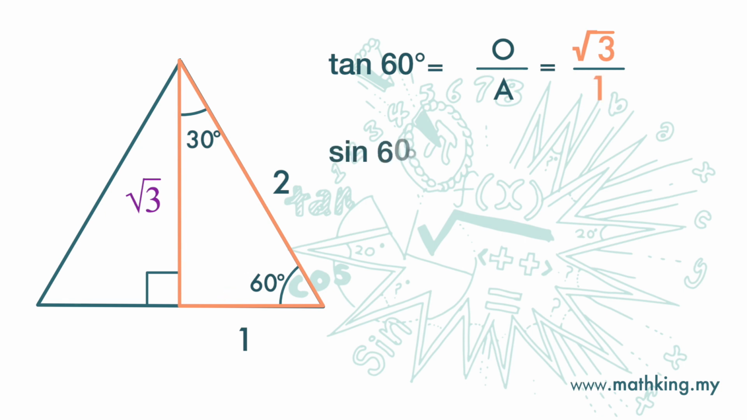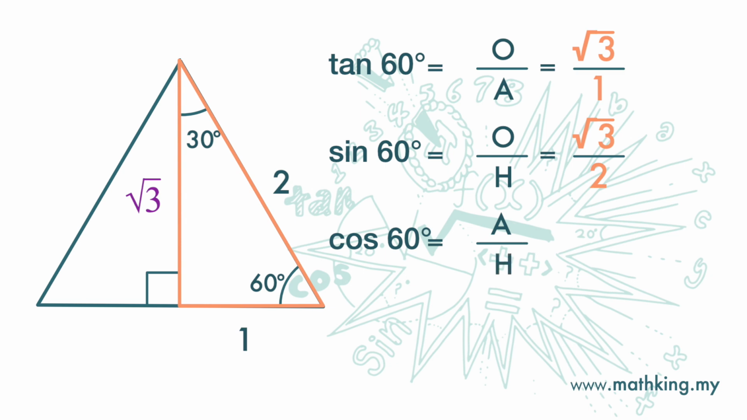Next, sine 60 degrees. Sine is opposite over hypotenuse. The opposite of 60 degrees is square root 3. The hypotenuse is 2. Then, cos 60 degrees. Cos is adjacent over hypotenuse. The adjacent of 60 degrees is 1. The hypotenuse is 2.